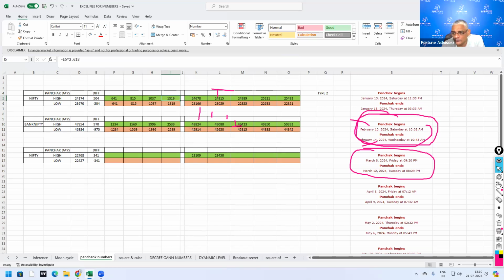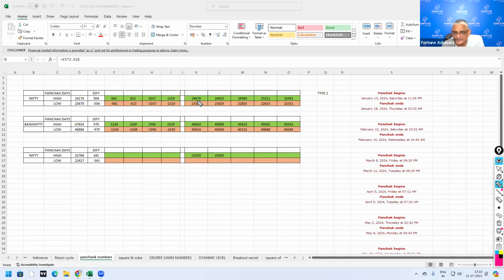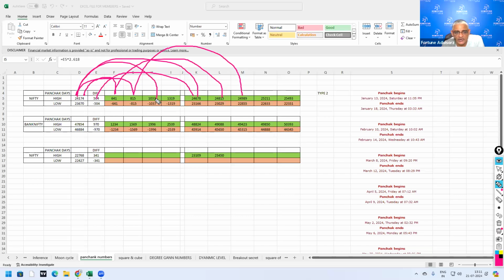2.618 into 504, which is 1319. Now you start adding this number with the high. The first number, if you add, you got 24,678. The second number, if you add, you got 24,815. The third number, if you add, you got 24,989. The fourth number, if you add, you got 25,211. The fifth number, you got 25,493.